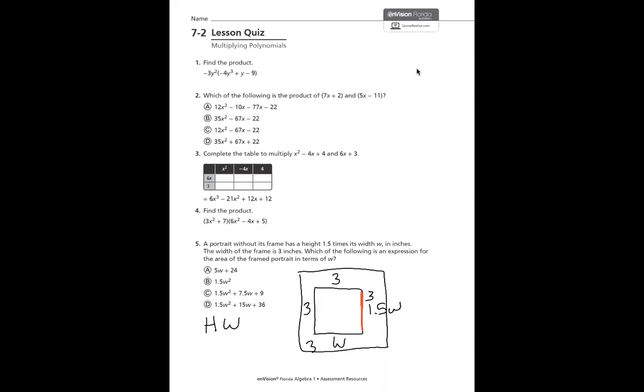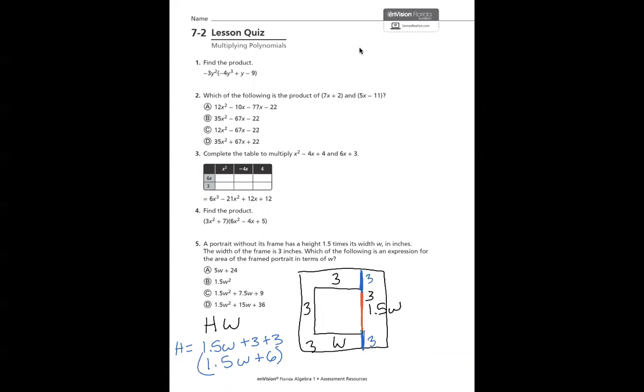But as you can see, there's more to it when we add the frame. So we've got this piece up here, which we know is 3, and we've got this piece right here, which is 3. So when we're talking about our height, that's like saying your height equals 1.5 W plus 3 inches on the bottom, plus 3 inches on the top. So that's like saying 1.5 W plus 6. So that would be my height.